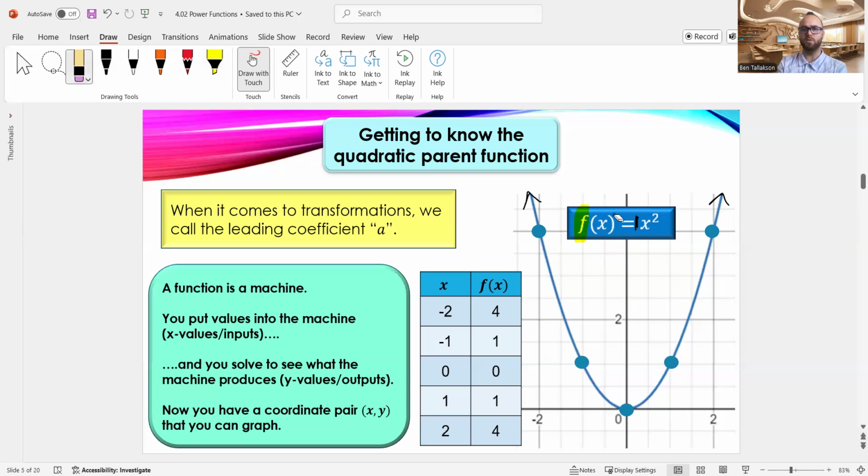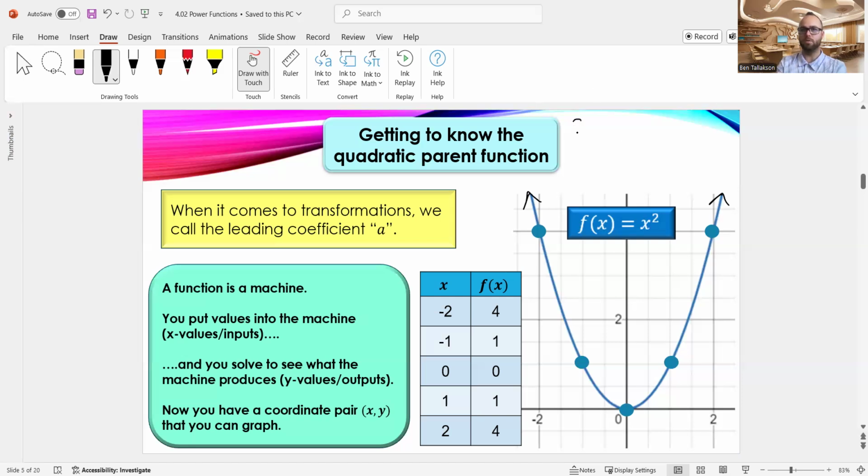So the way functions work is you put values into the machine, those will be your x values. We also call them inputs. And you solve to see what the machine produces. Those are your y values, also known as your outputs. And now that you have a coordinate pair, an xy coordinate pair, you can graph it.